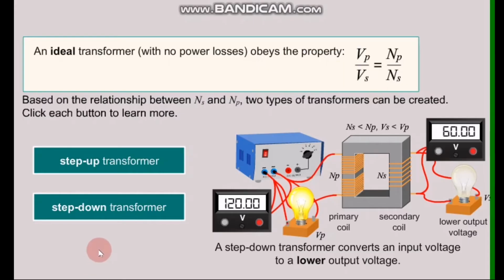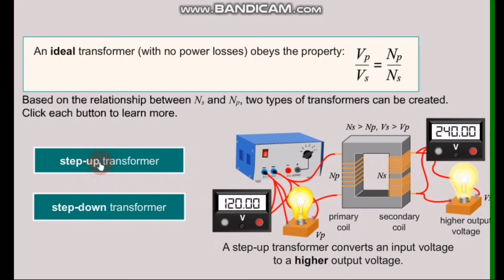So to conclude step-up and step-down transformer, let's take this simple setup which represents both. Okay, for step-up transformer, the input voltage is lower than the output voltage. So this is the light bulb connected to the primary circuit, while this is the bulb connected to the secondary circuit. As the output voltage is greater, you can see the bulb light up brighter. So what is a step-up transformer? It is a transformer which converts an input voltage to a higher output voltage.